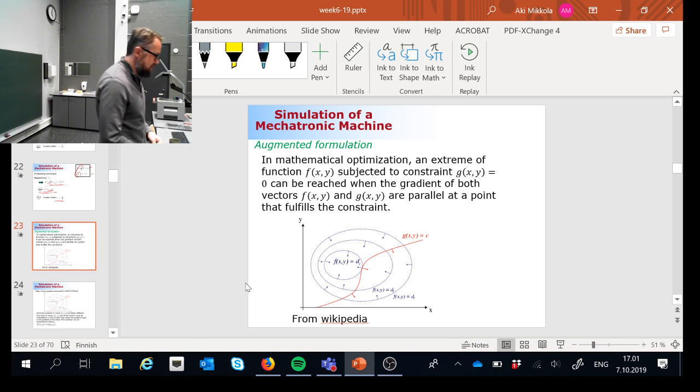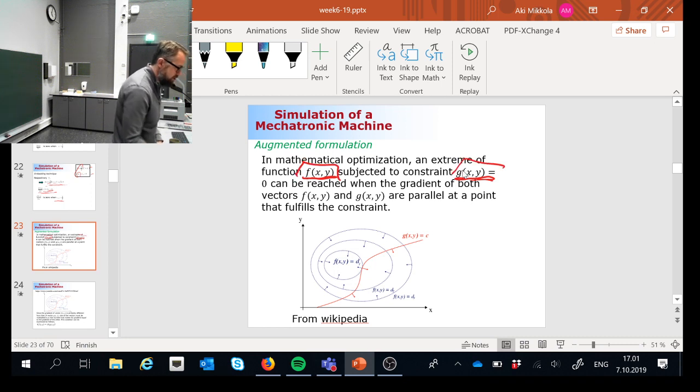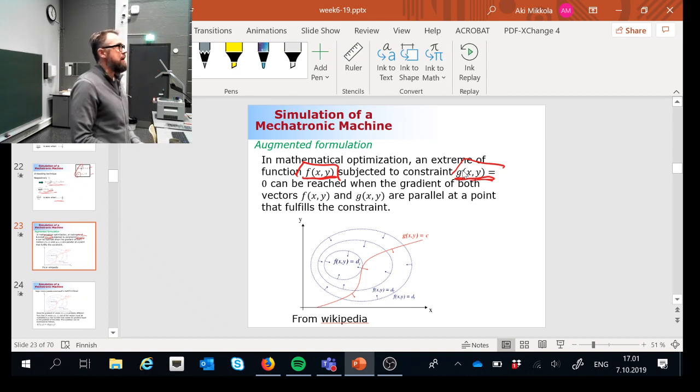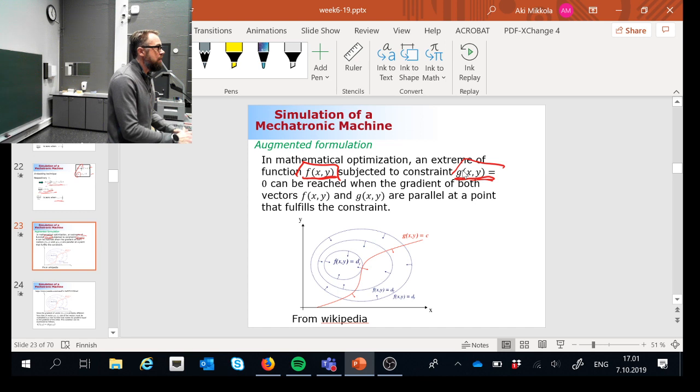Mathematically, if you wanted to find an extreme of the function, this one here, that is subjected to a constraint, the constraint is this one. Now I have variables x and y. They could be something else too, so don't get confused about the mathematical details. But again, I have a function, this one, and a constraint. I want to find an extreme of my function such that I'm not violating the constraint. How can I make it happen?